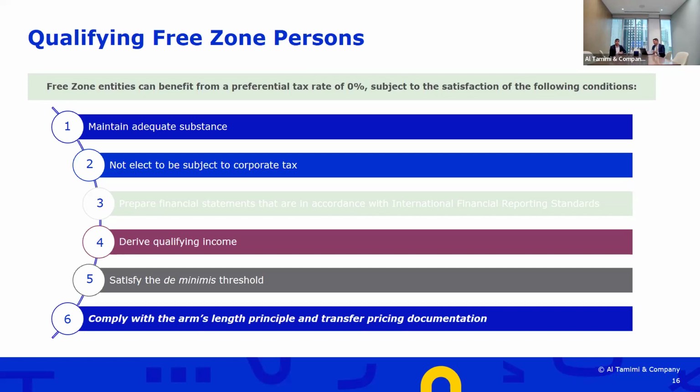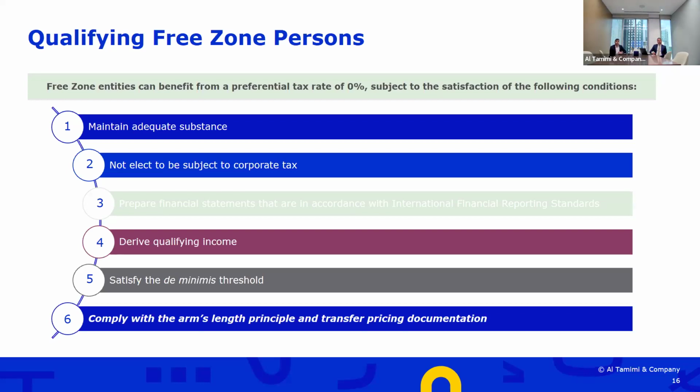In order to generate qualifying income, there are different rules depending on whether you are transacting with other free zone persons, or whether you're transacting with persons outside of free zones. If you are transacting with persons in free zones, your income is qualifying if it is generated from any activity other than an activity defined as an excluded activity. And the relevant regulations contain a list of excluded activities.